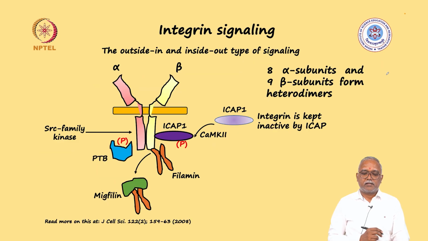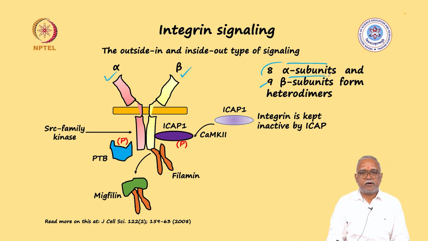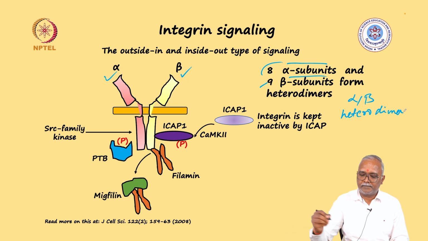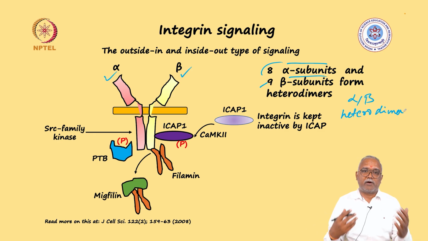So as I said, this is a heterodimeric assembly of alpha beta subunits. There are at least 8 alpha subunits and there are 9 beta subunits. They come together in different combinations to make an alpha beta heterodimer. And the intracellular domain is where you have no enzymatic activity. However, it may associate with many molecules which have enzymatic activity.